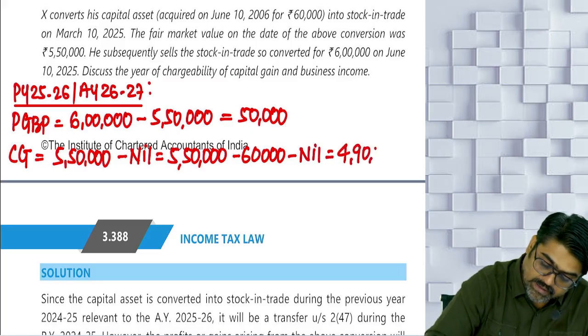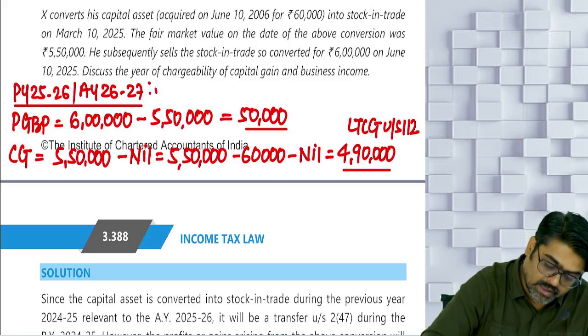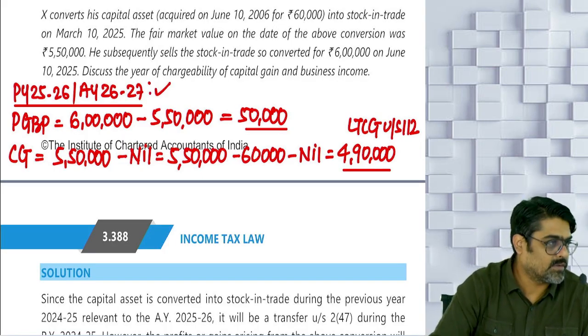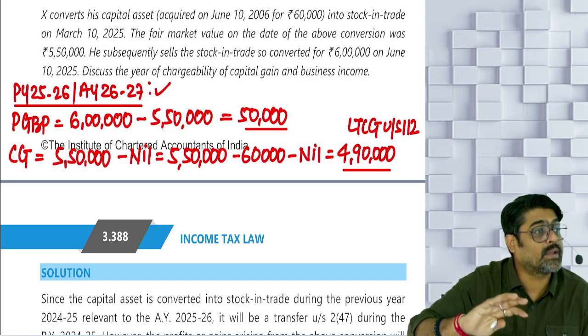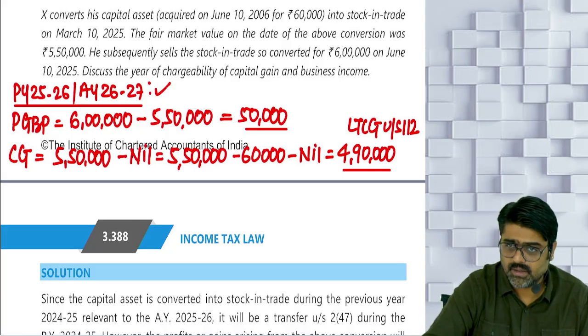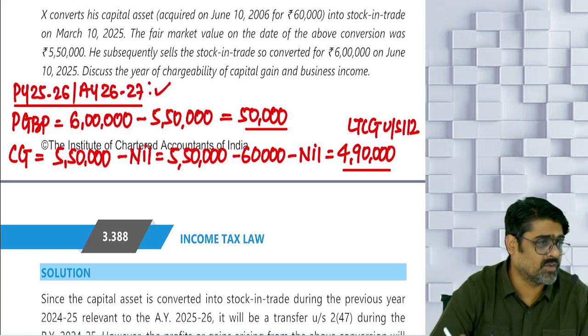This 4,90,000 will be your long-term gain or short-term gain? Long-term capital gain under section 112. And this will also be taxable in the previous year 25-26, assessment year 26-27, because the stock in trade is sold in the year 25-26. Understood? Easy?